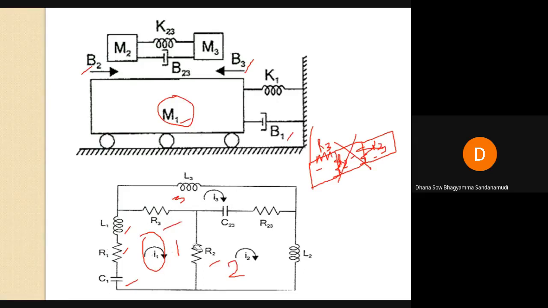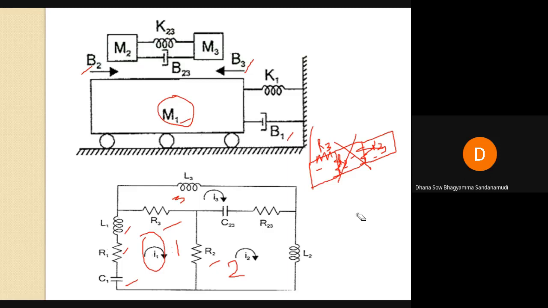So now it is clear, I think. R2 is common to loop 1 and loop 2. R3 is common to loop 1 and loop 3. Now let us go to loop 2. Loop 2 means M2. What is M2? M2 is nothing but L2.